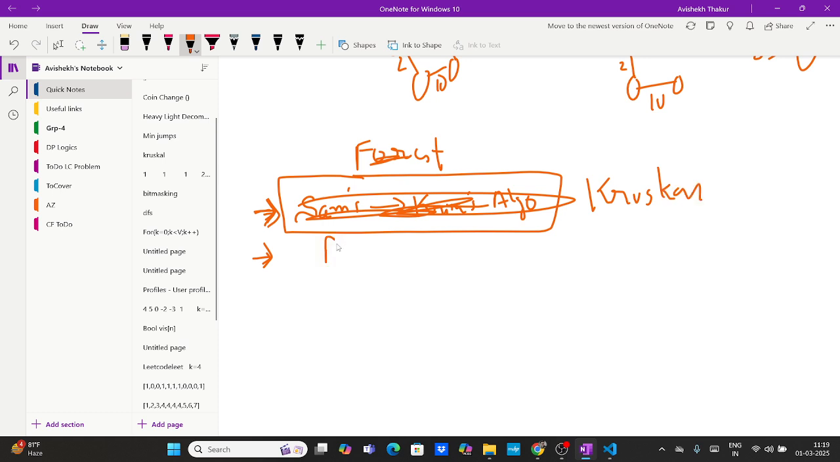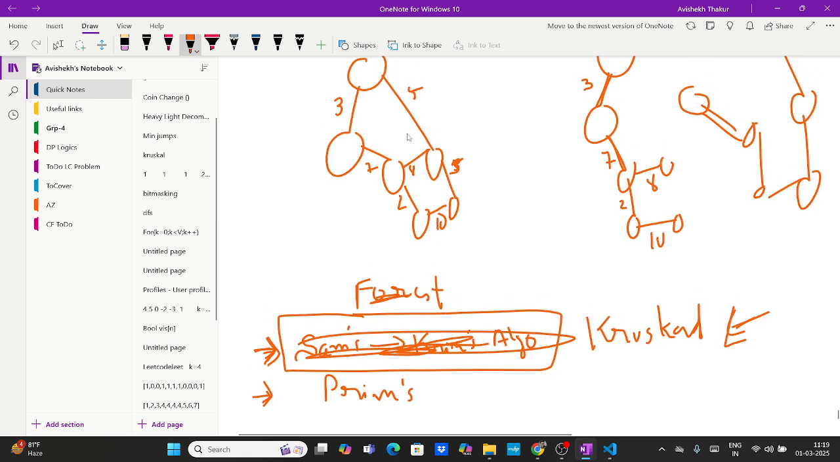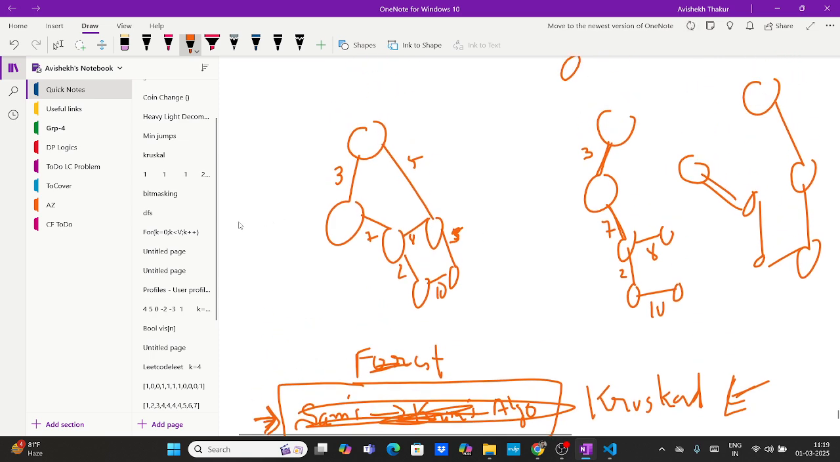The second is Prim's. In our context, we will only do Kruskal, because Kruskal is enough to solve the problem. Prim is a bit tricky, so let's go with Kruskal itself. It's very intuitive and nice, and it takes the help of DSU to find cycles. So shall we take this orange graph itself and solve it?